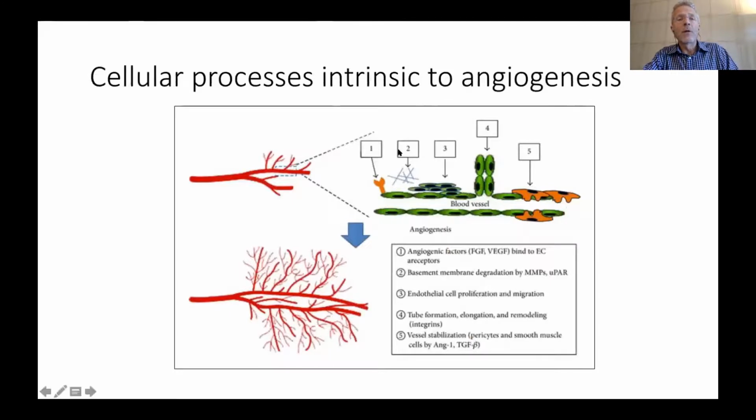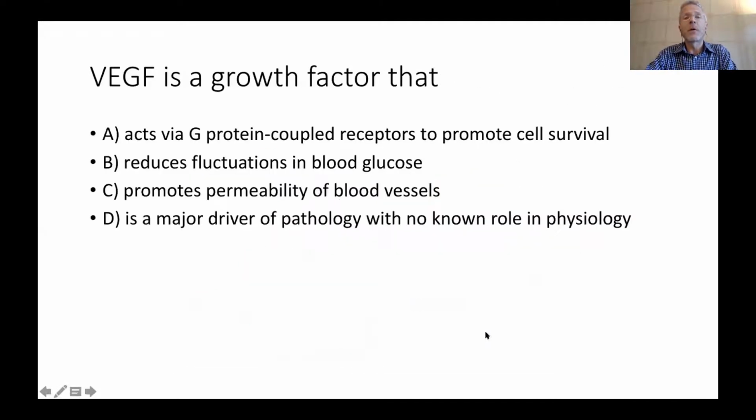So here are the cellular processes intrinsic to angiogenesis. They involve the exposure of the vasculature to angiogenic factors. The basement membrane is degraded by matrix metalloproteases and other types of proteases. That allows the endothelial cells to proliferate and migrate. Tubes will form. You can see here, new tubes are forming, and then they will stabilize by the recruitment of other cell types such as pericytes.